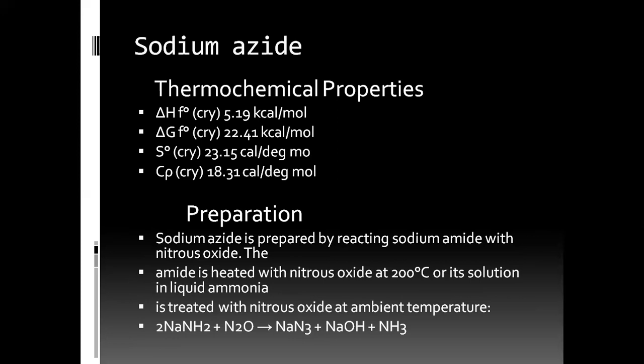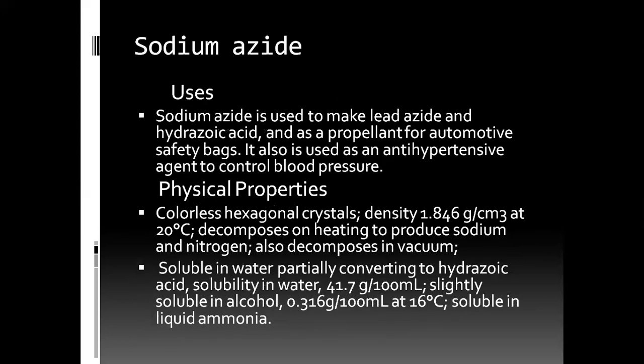Preparation of sodium azide. Sodium azide is prepared by reacting sodium amide with nitrous oxide. The amide is heated with nitrous oxide at 200 degrees, or its solution in liquid ammonia is treated with nitrous oxide at ambient temperature. Uses of sodium azide. Sodium azide is used to make lead azide and hydrazoic acid, and as the propellant for automotive safety bags.